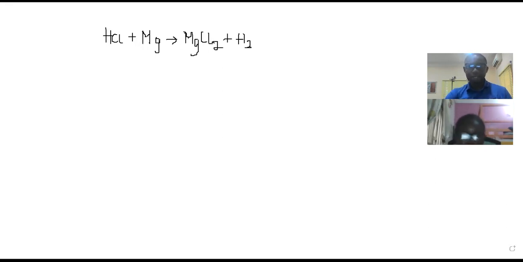Now, you can try that for other acids, but you should understand that dilute trioxonitrate(V) acid, which is HNO3, is most times not used for the preparation of hydrogen. You can use other acids, but dilute HNO3 is not used because of its strong oxidizing property. Please note that down: dilute HNO3 is not used for preparation of hydrogen because of its strong oxidizing property.